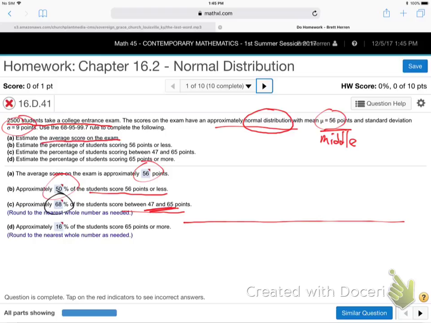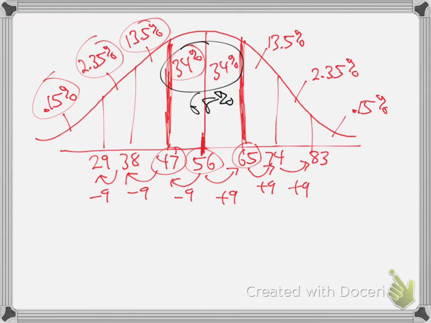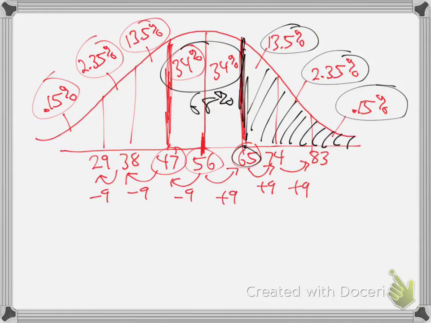Finally, part D. What percentage of students scored 65 or more? So here's 65 or more, which means to the right, doesn't it? Isn't that the shading I just did? More means to the right. Less means to the left. So you add the three standard deviations on the end. You just add these three percentages. It adds up to be 16%. If you add those up on your calculator, it'll be 16%. And that's the last part of that question.